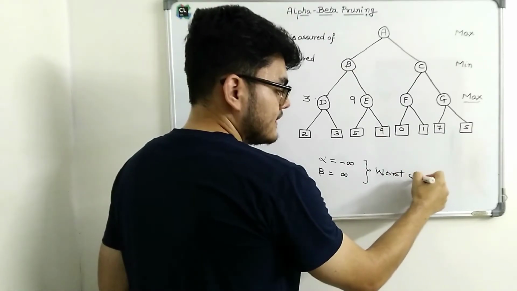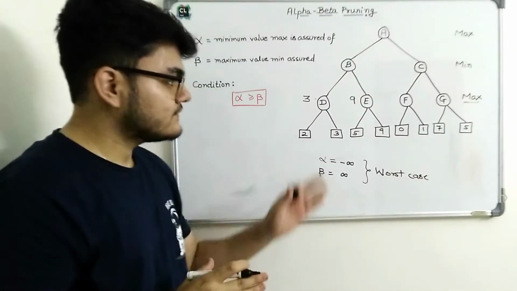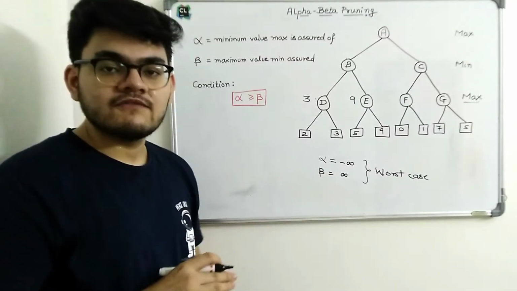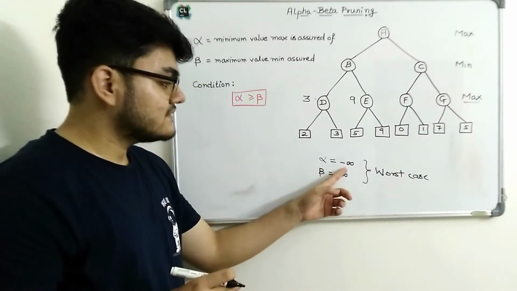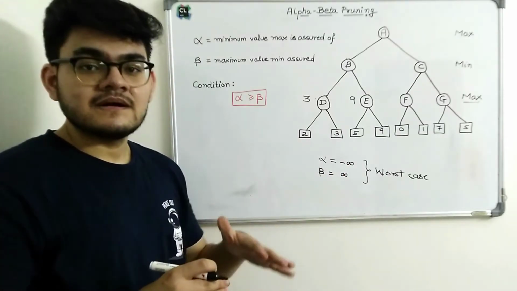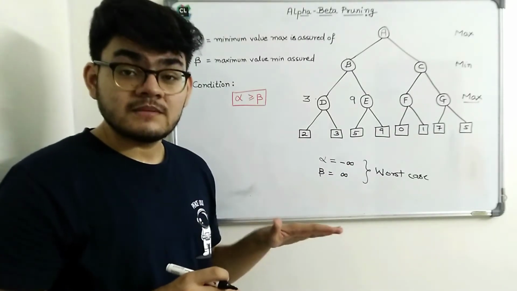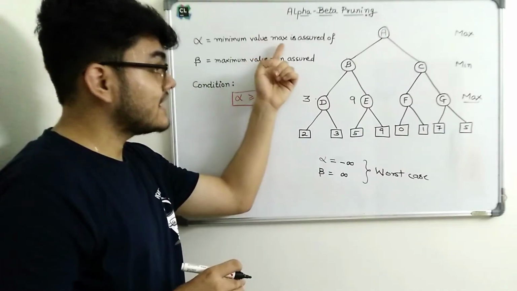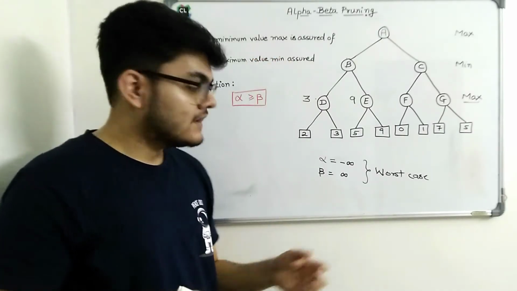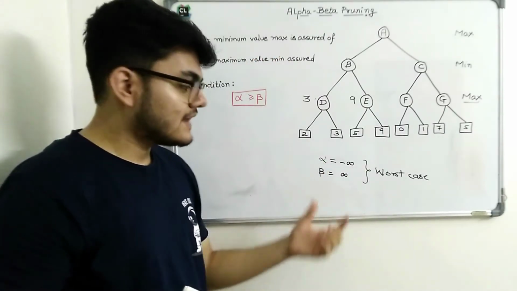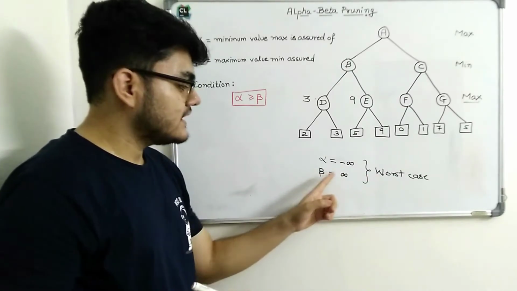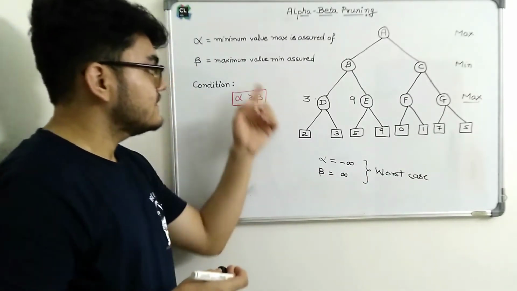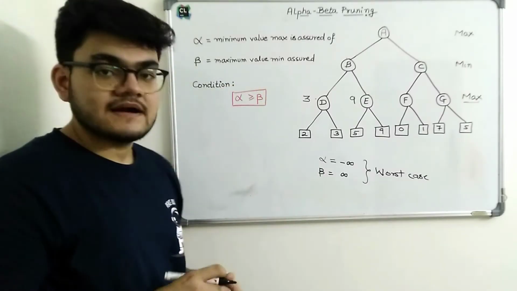right? So for each of the states we will initialize the value of alpha to minus infinity. It is the worst case because minus infinity is the lower bound, the lowest advantage that the maximizer can be assured of. So it is a worst case scenario, right? That's why the values are like this. Alpha is equal to minus infinity and beta is equal to infinity.